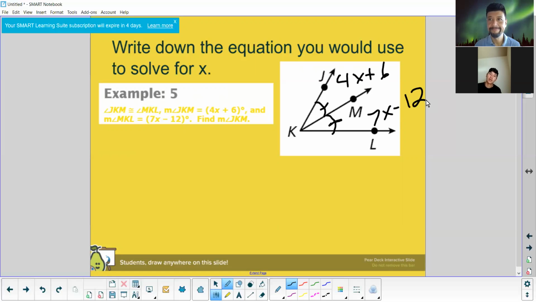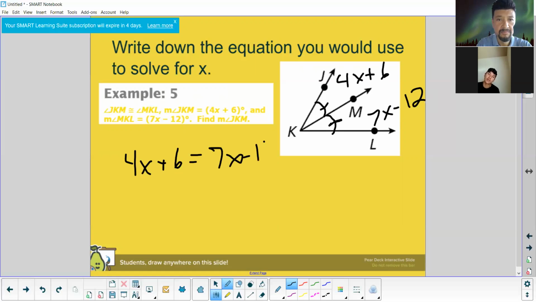Well, since they're congruent to each other, you could just put 4x plus 6 equals 7x minus 12. Yeah, good. And then I just solve, right? So always take out the smaller x to move.